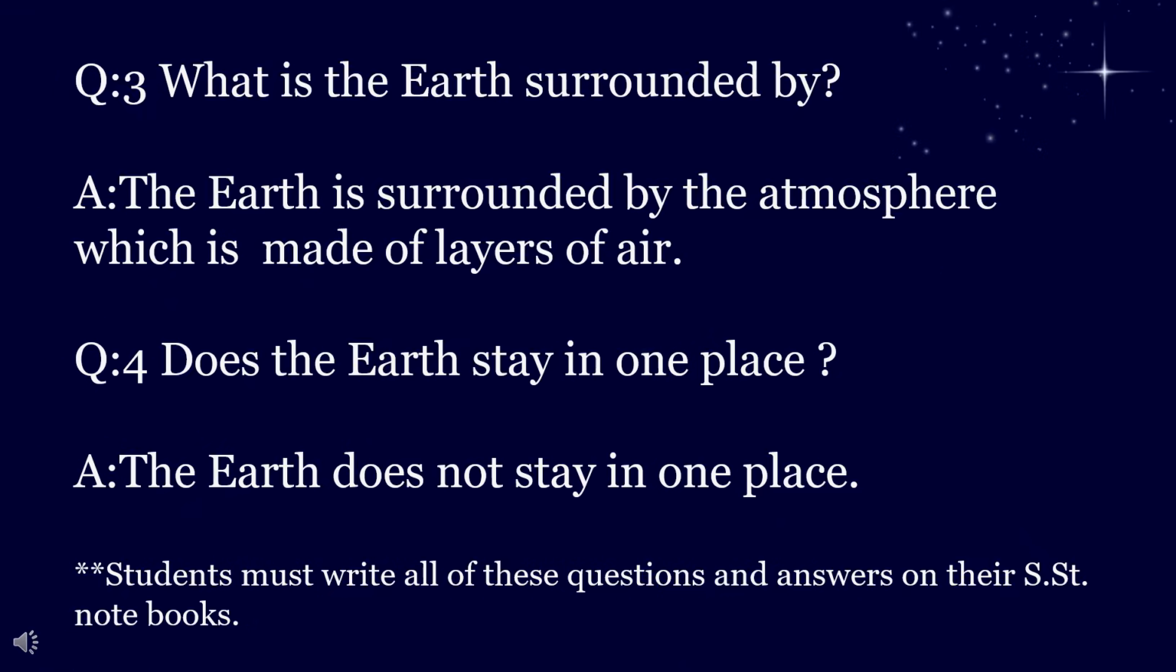Continuing with our questions. Question 3. What is the Earth surrounded by? Answer. The Earth is wrapped in a protective blanket called the atmosphere. This is made of layers of air that we breathe and that keep the planet at the right temperature.